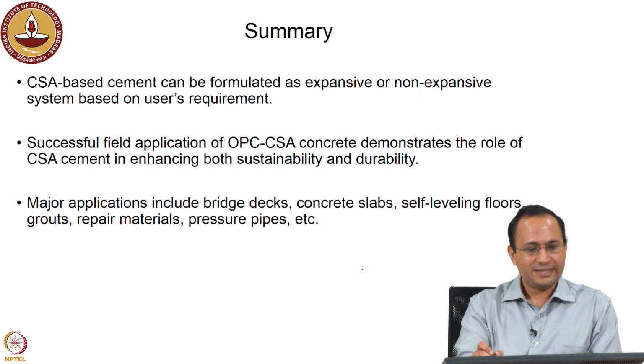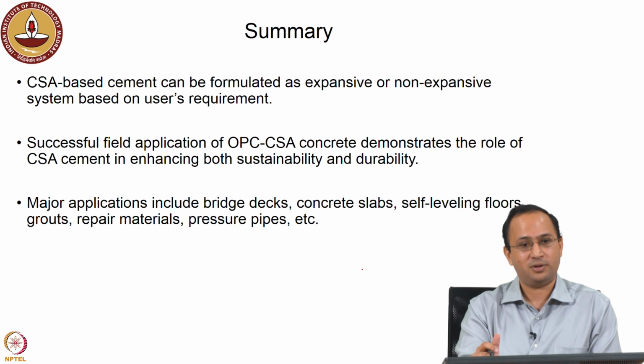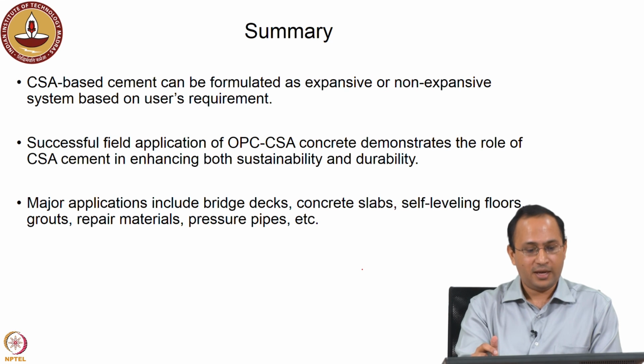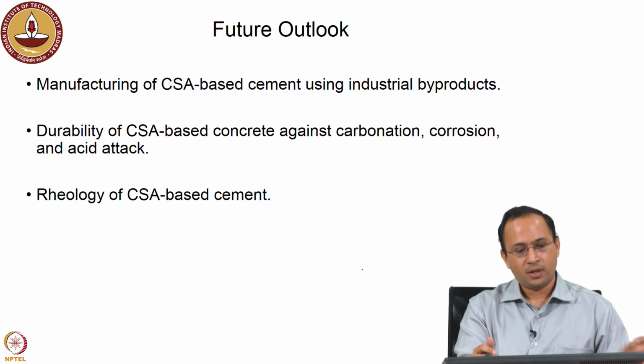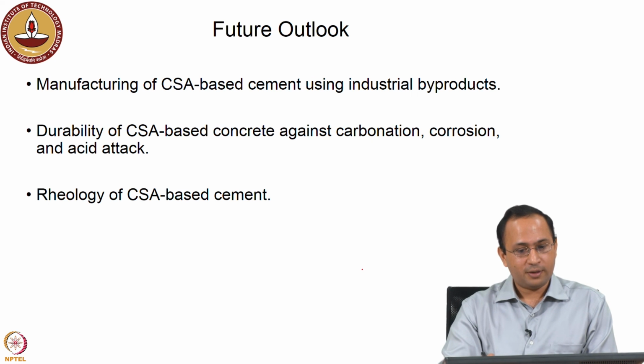So, in summary, CSA cement can be formulated as an expansive or non-expansive cement system based on the user's requirement. If you want to reduce your shrinkage, then you will leverage the early expansion. Successful field application of this OPC-CSA concrete demonstrates its role in enhancing both sustainability and durability. And the major applications of this cement include bridge decks, concrete slabs, self-leveling floors, grouts, repair materials, pressure pipes, etc. So, where do we stand now in terms of research?